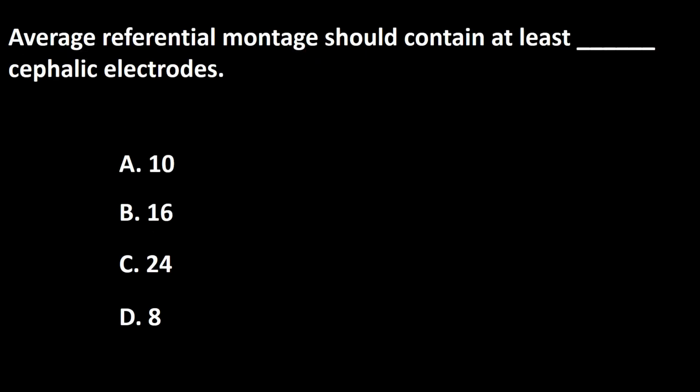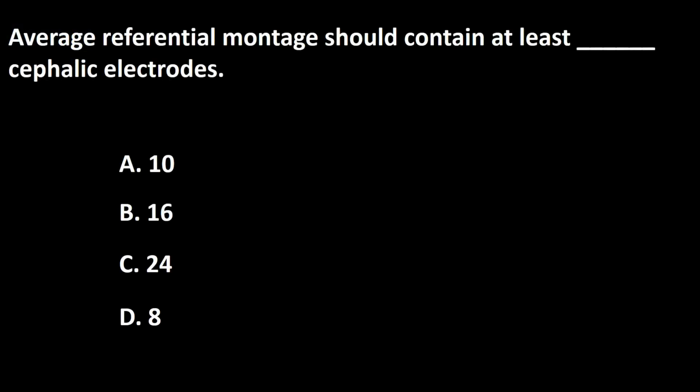Next question. The average referential montage should contain at least dash cephalic electrodes: A, 10; B, 16; C, 24; D, 8. The answer is 16. So the answer to this question is therefore B.